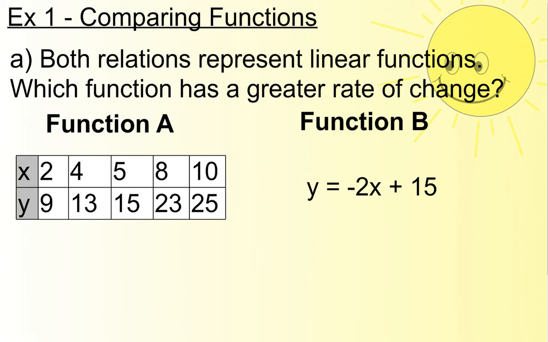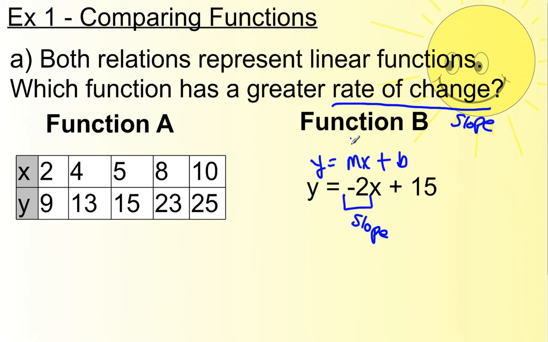Example 1. It says here both relations represent linear functions. Okay, so we've got function A as a table, function B as an equation. Which function has a greater rate of change? Now, if you remember, rate of change is slope. So this guy we can tell by looking at the equation, this has a rate of change of -2. It's a slope. That's because this is in slope-intercept form, y equals mx plus b, slope, intercept.